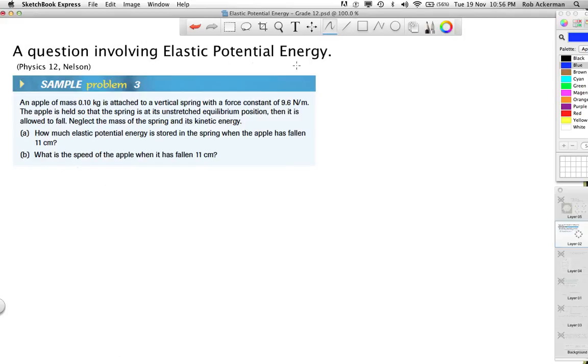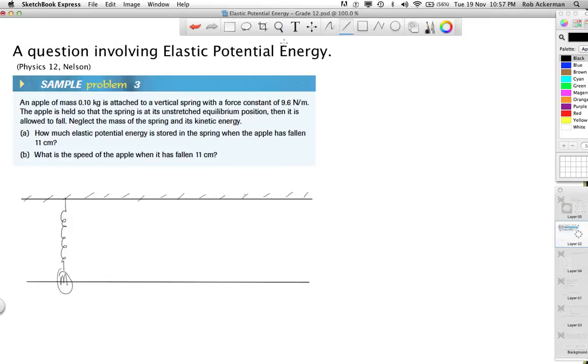So first of all, let's get an idea of what's going on by drawing a quick diagram. Here will be our ceiling, and I'm going to draw some tick marks here to designate that. They ask us to figure out if you take the apple and attach it to the spring when we're at the unstretched equilibrium position. So let's call this the unstretched equilibrium position. This will be x equals 0.